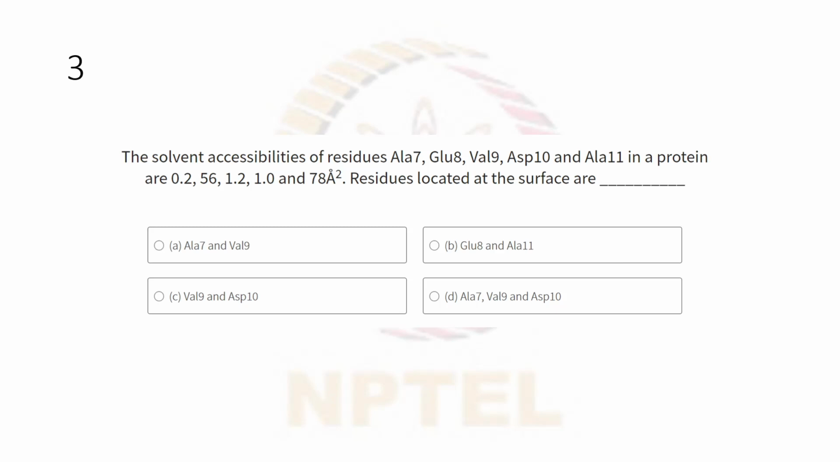Here, based on the solvent accessibility options, the solvent accessibility for exposed residues, the ones on the surface, will be high. When we see the scale of residues, we have 56 and 78 followed by 0.1, 1 and 2. So the clear-cut division for exposed and buried residues has been given based on the solvent accessibility values. So the answer is B. The exposed residues tend to have higher solvent accessibility values.